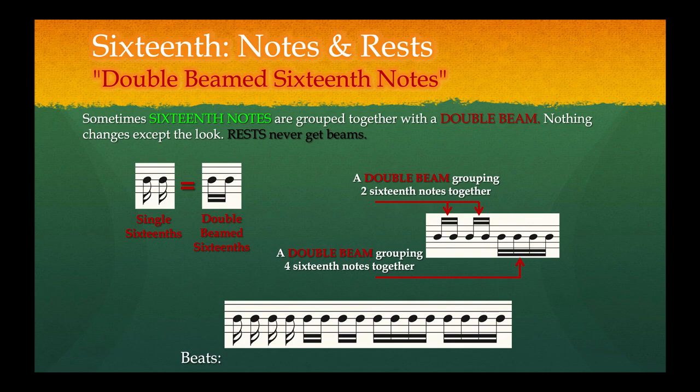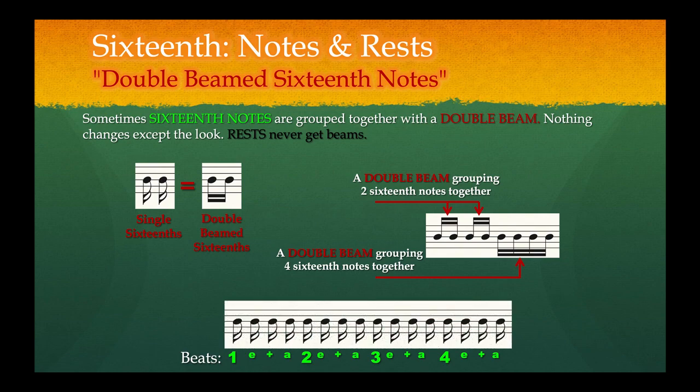The first 4 things we see are 4 single 16th notes: 1 E and a. The next 4 are still 4 16th notes. They're just grouped in pairs: 2 E and a. Then we have 4 16th notes grouped together: 3 E and a, 4 E and a. But the counting is still the same as if they were all single 16th notes.